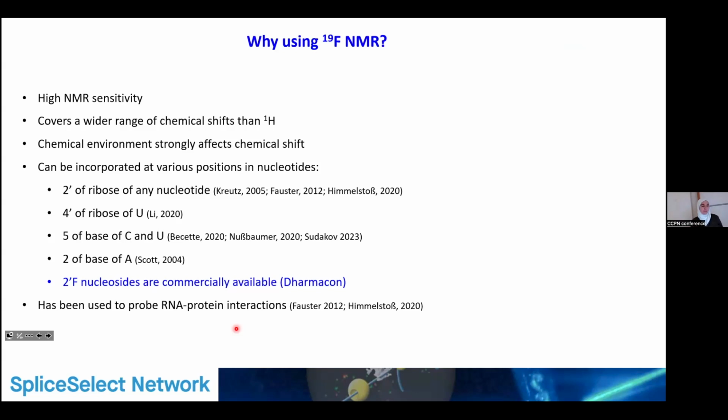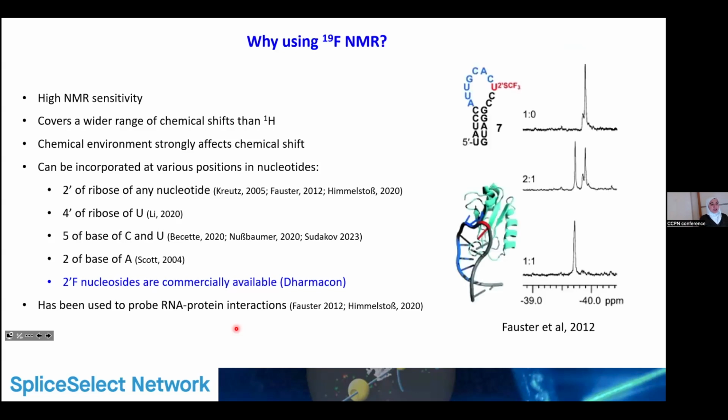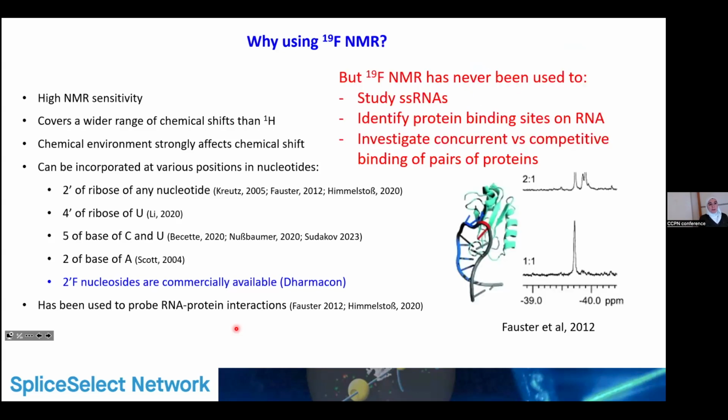also on the sugar. And the good news is that 2'F nucleosides, which are fluorinated nucleotides on the sugar, are commercially available. The fluorine has already been used to probe RNA-protein interactions before, but never has been used to study single-stranded RNAs, identify protein binding sites on one RNA, and investigate concurrent or competitive binding of pairs of proteins on one RNA. And here is the novelty of our work.